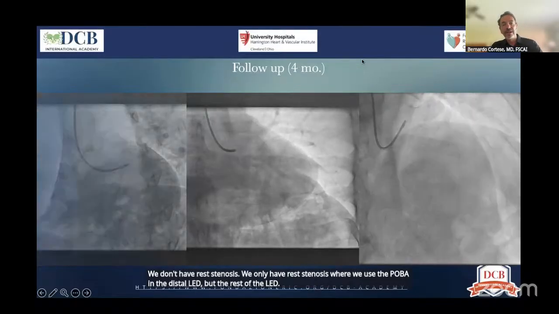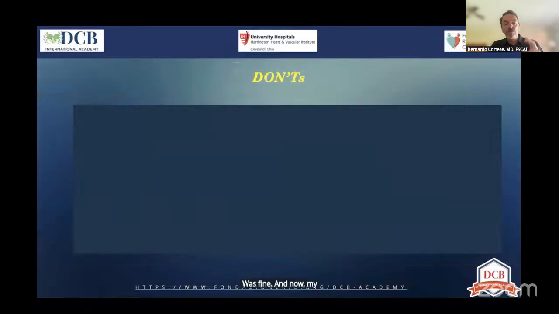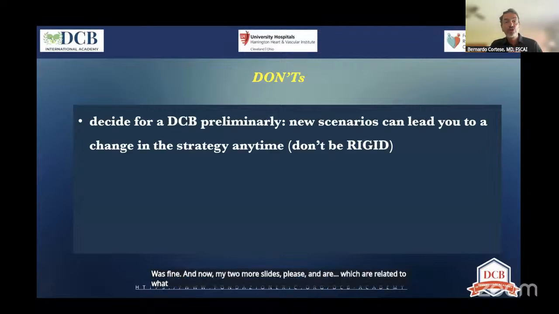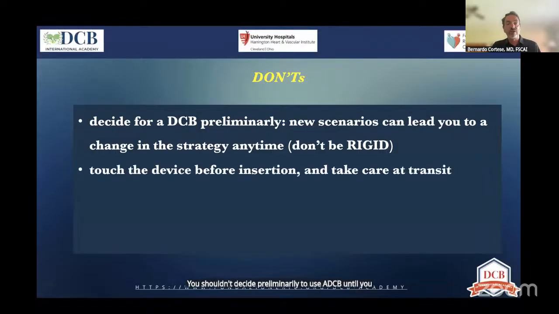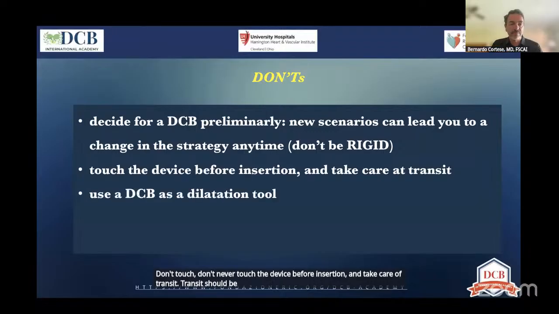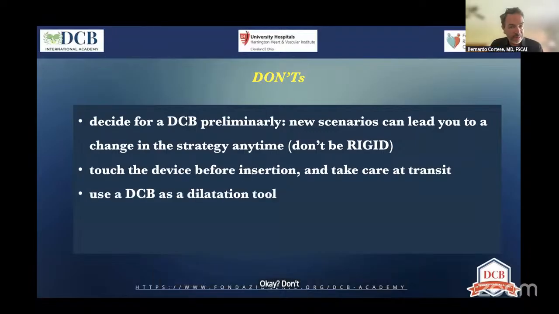And now my 2 more slides, please, which are related to what you shouldn't do. You shouldn't decide preliminarily to use a DCB until you got your final good lesion preparation. Never touch the device before insertion, and take care of transit. Transit should be fast, okay? Don't use a DCB as a dilatation tool. Still, folks are asking me, can I use it if I have a very simple lesion?